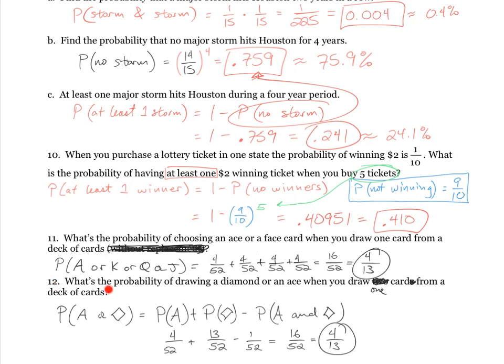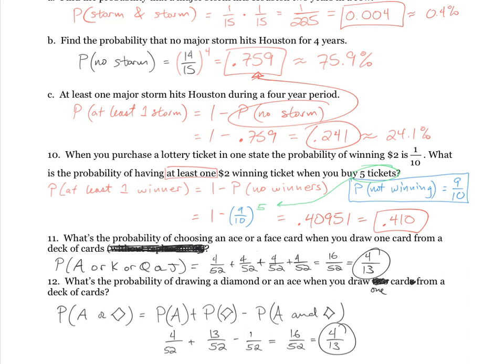The last one, what's the probability of drawing a diamond or an ace when you draw one card from a deck of cards? The wording on this was very ambiguous and would require some math that is taught outside of this course. So ace or diamond translates to the probability of ace plus the probability of diamond minus the probability of any overlap. And there is one card that overlaps. It is the ace of diamonds.